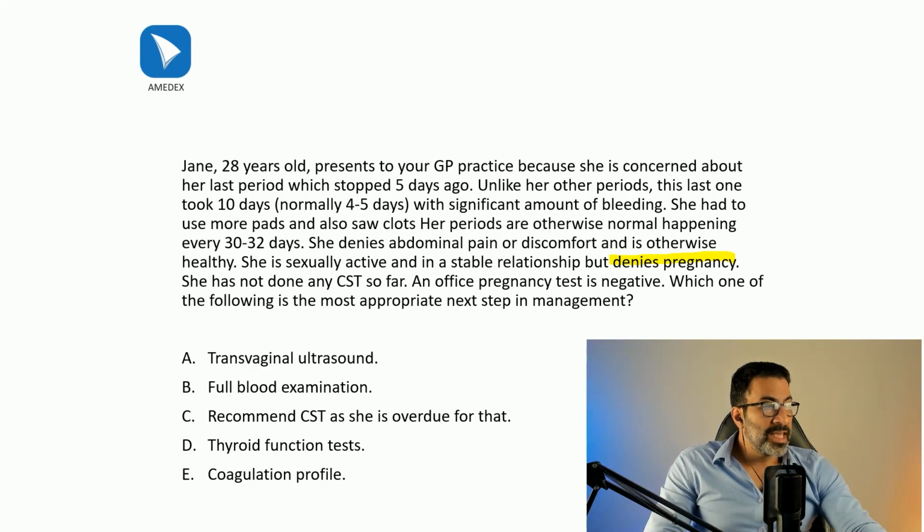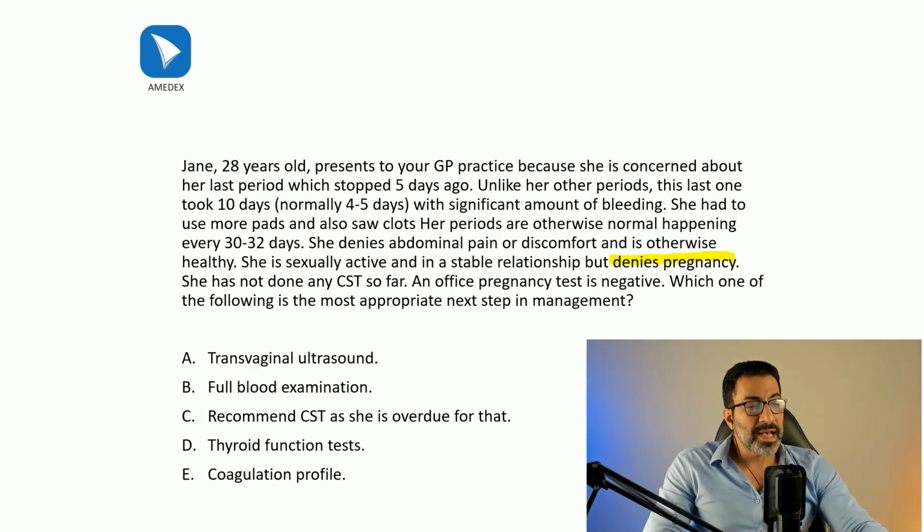One more thing here, that she's not done any CST, cervical screening test, so far. And you already know that in Australia, every lady has to be started on a cervical screening program at the age of 25. She's 28 years old, so she's already 3 years late for her first test. A urine pregnancy test is negative.